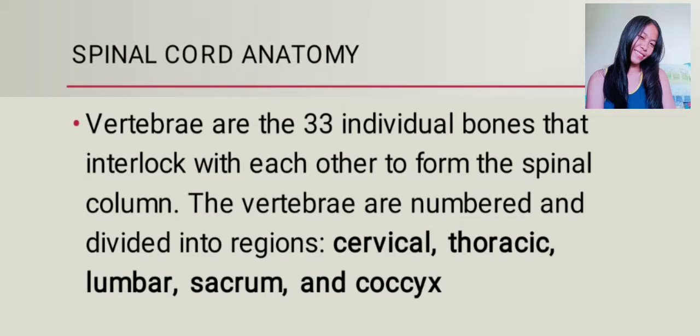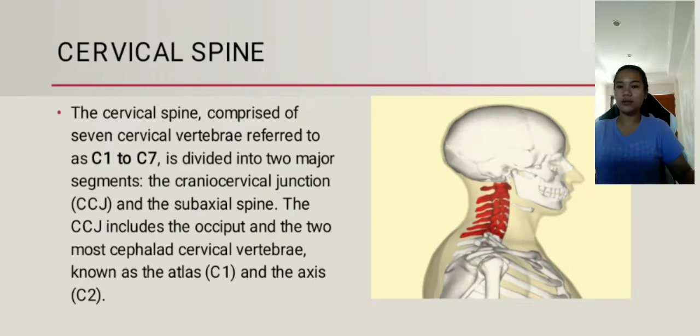Spinal cord anatomy. Vertebrae are the 33 individual bones that interlock with each other to form the spinal column. The vertebrae are numbered and divided into regions: cervical, thoracic, lumbar, sacrum, and coccyx.